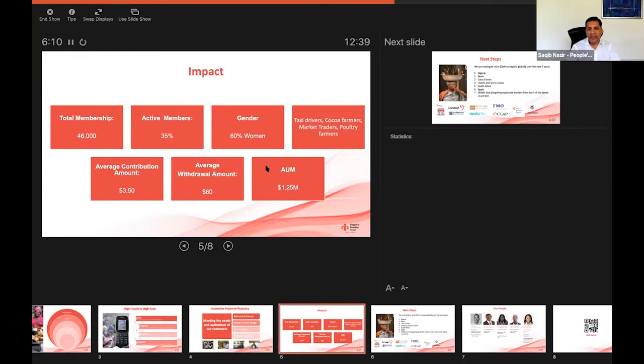The profile of our customers today is mostly taxi drivers, cocoa farmers, market traders, and poultry farmers. The average contribution amount is around $3.50, in local currency of course, and the withdrawal amount is around $60. And then our total AUM, the assets under management for us, is $1.25 million. And our revenue is a factor of the AUM that we manage.